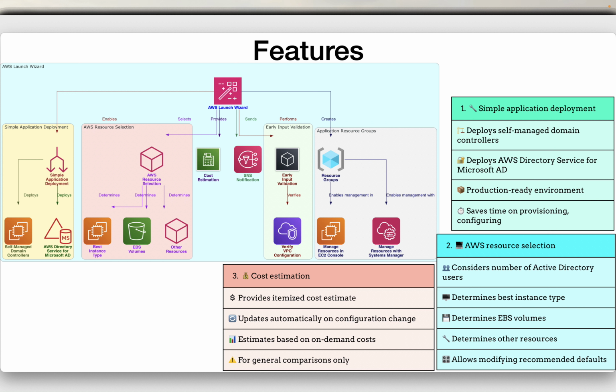Cost estimation. Launch Wizard provides a cost estimate for the complete deployment that is itemized for each individual resource being deployed. The estimated cost automatically updates each time you change a resource type configuration in the wizard. However, the provided estimates are only for general comparisons. They are based on on-demand cost and actual cost may be lower.